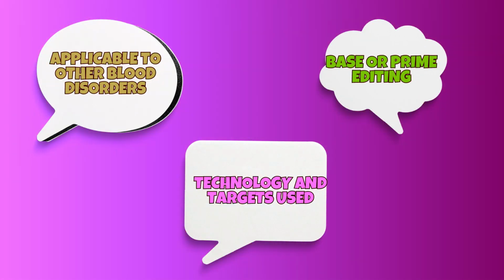What is next in the treatment of such blood disorders? Can it be applied to other blood disorders as well? Has anyone worked on base editing and prime editing for blood disorders? Is it time to focus more on homology directed repair based strategies? What can we learn about these technologies and the targets used for treatment of beta thalassemia?